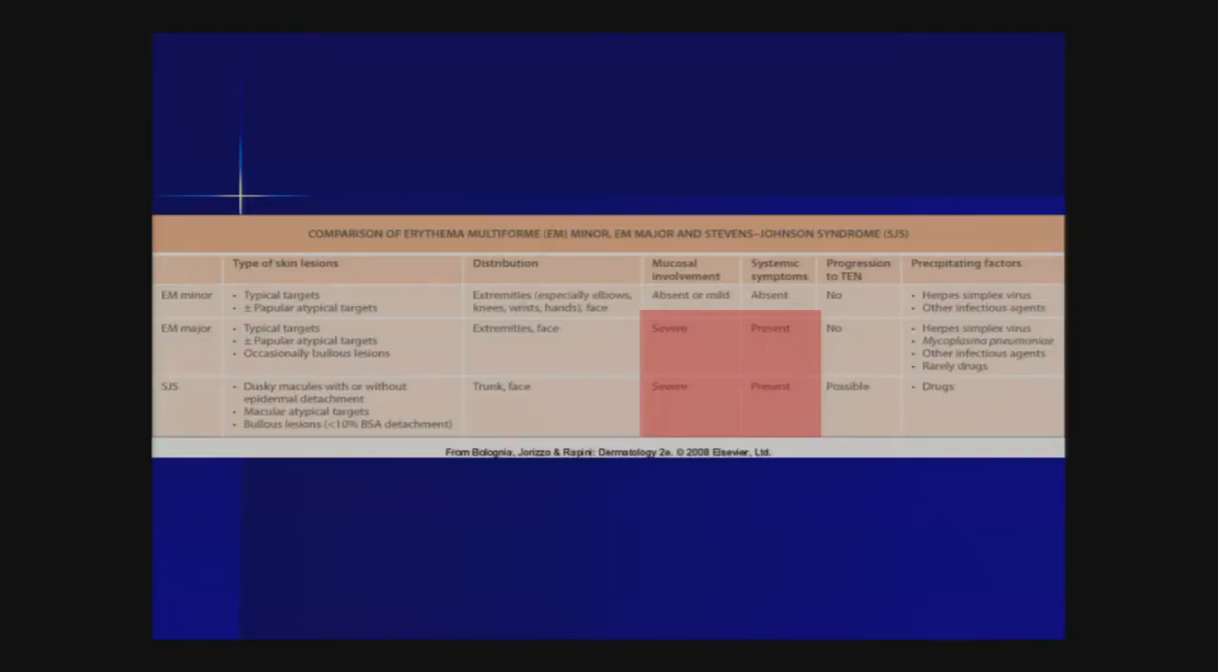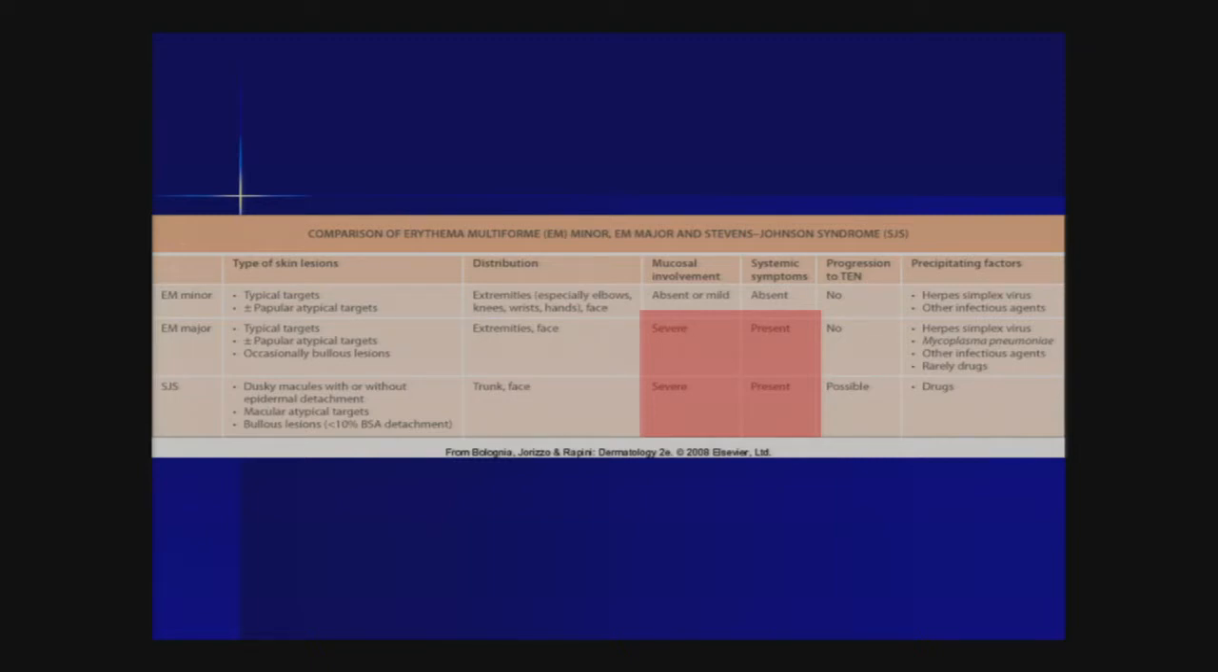So just a summary, I know this is a busy slide, but this goes through the EM minor that I was talking about with viral infections. You can see up at the corner over there, it does talk about viral infections. And then you have your EM majors and then your SJS. The main differences between them are the mucosal involvement and systemic symptoms. Typically the other ones, EM major and SJS, are usually always caused by drugs, which is in your side corner.